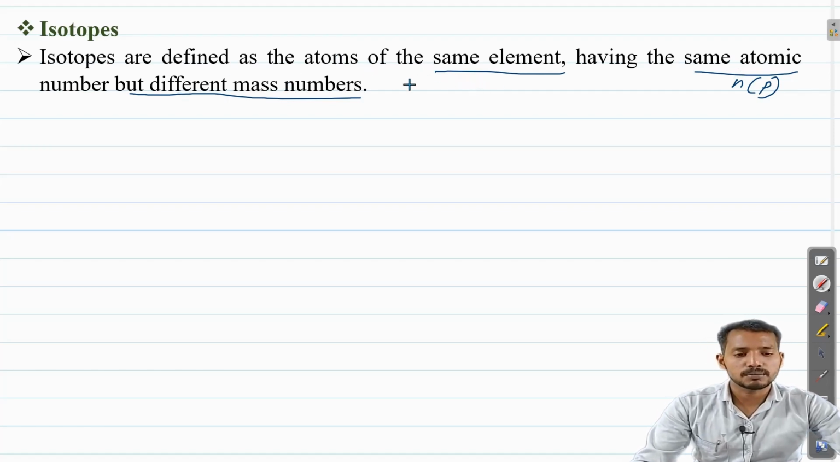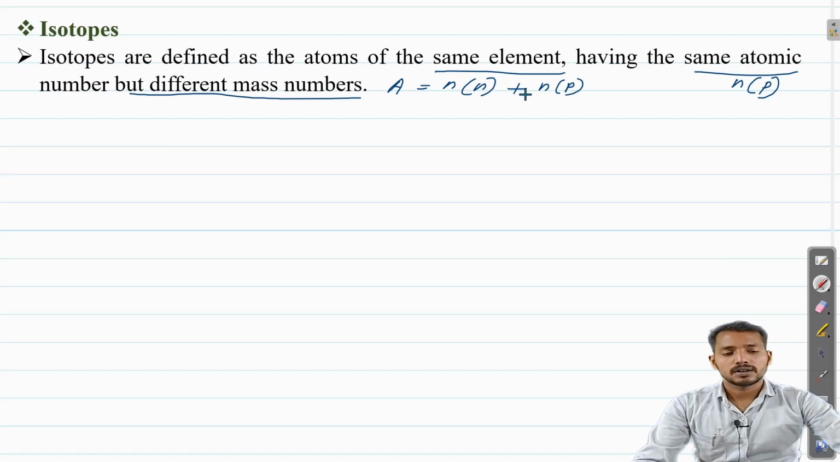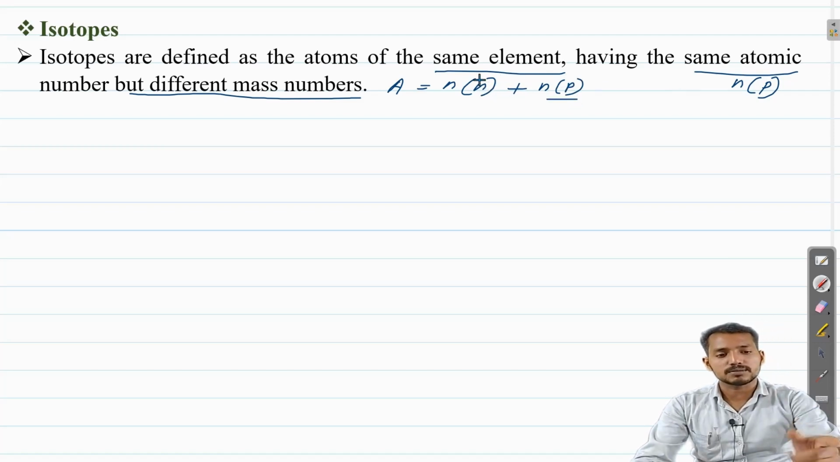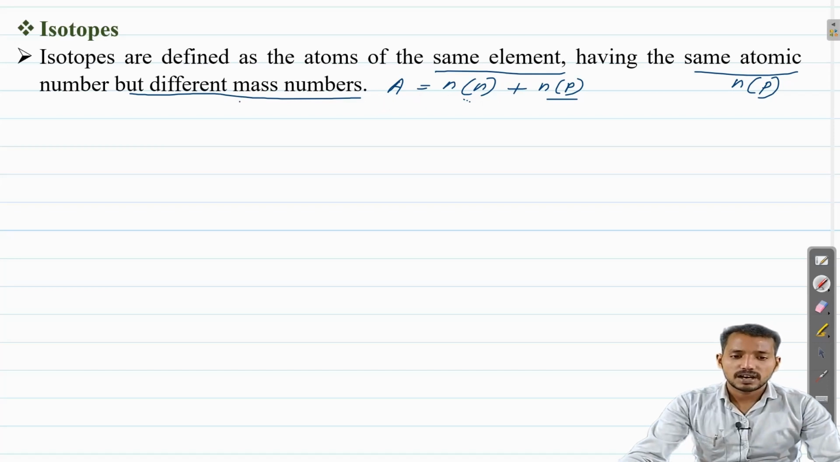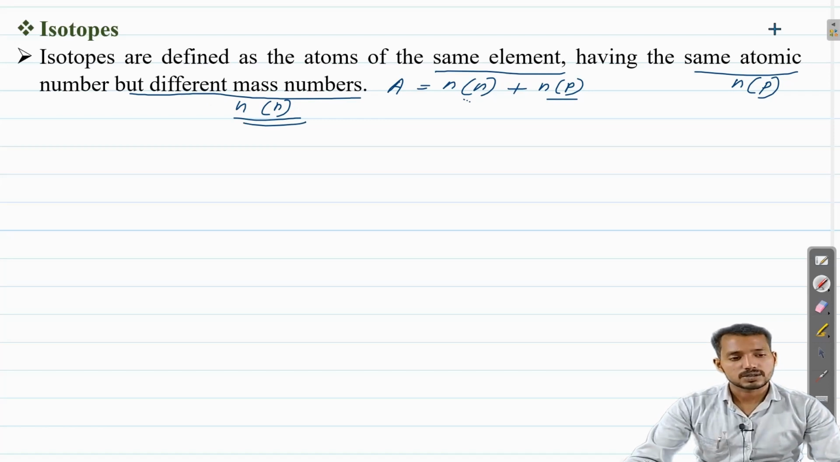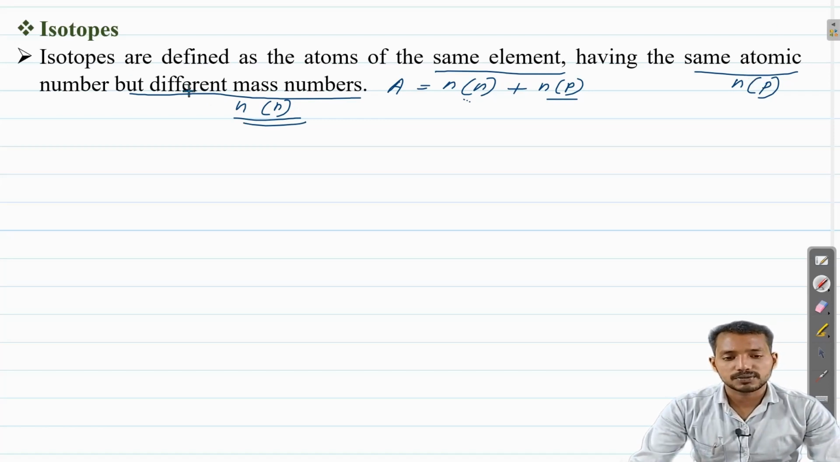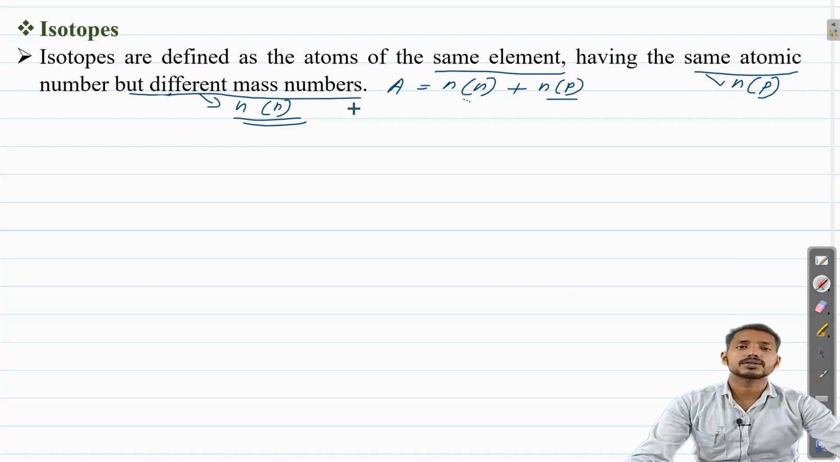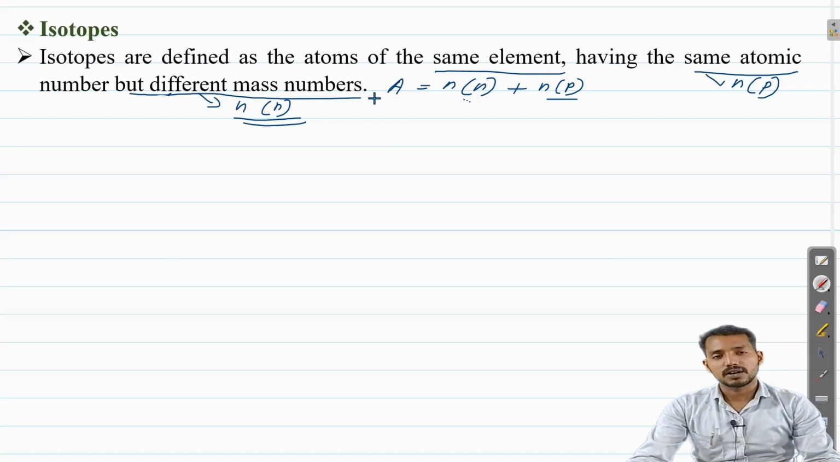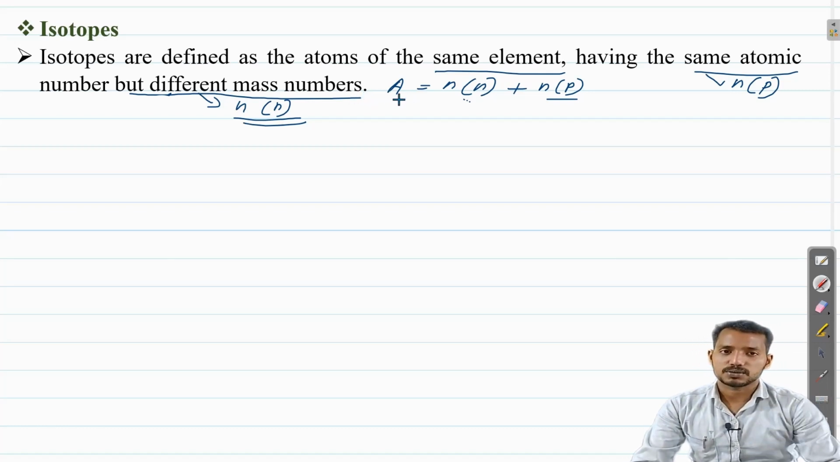Here atomic numbers are the same, but mass numbers are different. What does it mean? We know that mass number is equal to number of neutrons plus number of protons. If the number of protons is the same in both atoms, then only the possibility is that the number of neutrons will be different to get a different mass number. Clear? That means the numbers of neutrons are different. So same atomic number but different mass numbers means same number of protons, different number of neutrons. Clear? So these types of atoms are called isotopes.